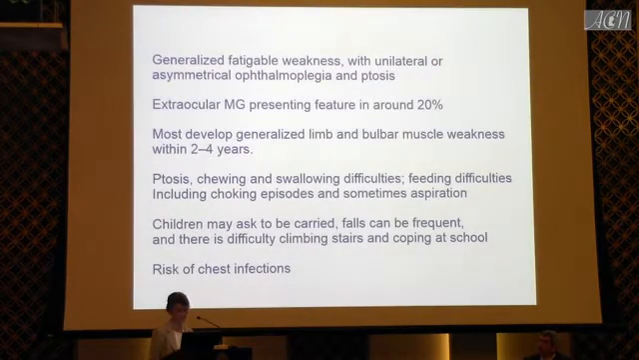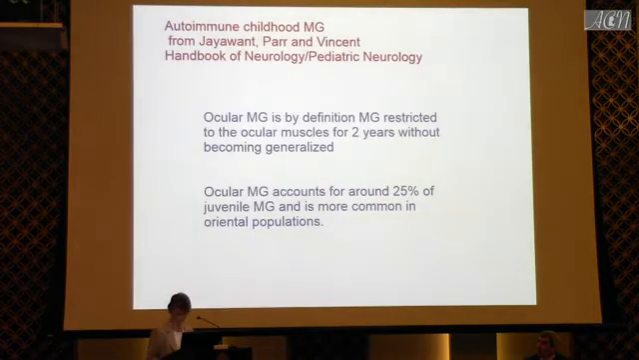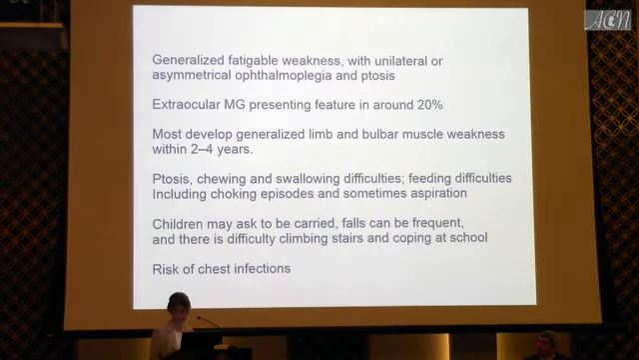Okay. So typically, myasthenia is just like it is in adults: generalized fatigue or weakness, often asymmetrical, ophthalmoplegia, ptosis, extraocular. Extraocular myasthenia presents in about 20% of children as the first episode. Most develop limb and bulbar weakness subsequently. Ptosis and swallowing difficulties are very obvious. Feeding difficulties, particularly choking episodes in children, are very important, and of course aspiration.